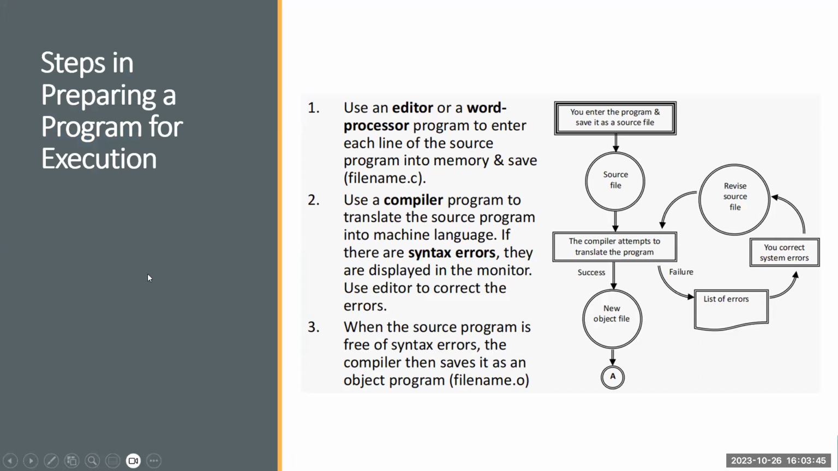So let's discuss the steps in preparing a program for execution in C. The first step is the design phase, where you outline the algorithm and plan the structure of your program. This is particularly important in numerical methods because having a well thought out algorithm can significantly impact the accuracy and efficiency of your calculations. So once we have our algorithm, we can write the code.